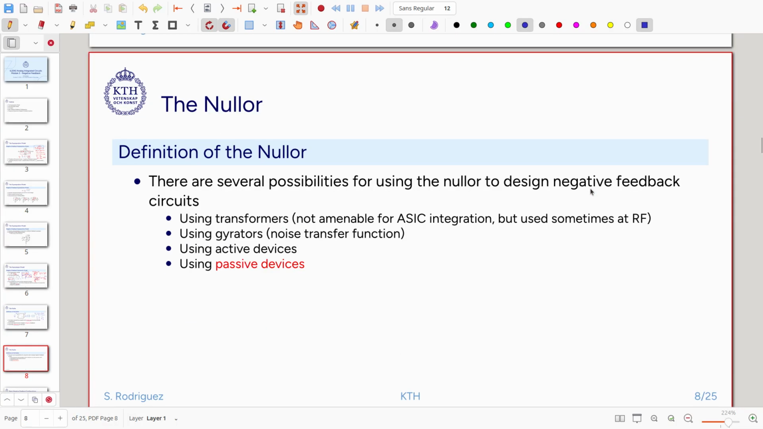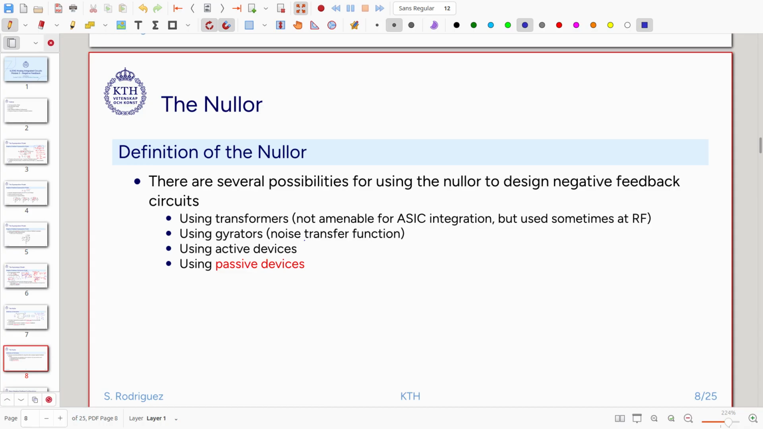Now, how do we use the nullor? There are many possibilities for using the nullor in order to design a negative feedback amplifier, and one is to use transformers. Transformers are made using coupled inductors, but they are not much used in analog circuit design, at least at low frequencies, because the inductors are very huge, so they cannot be easily integrated.